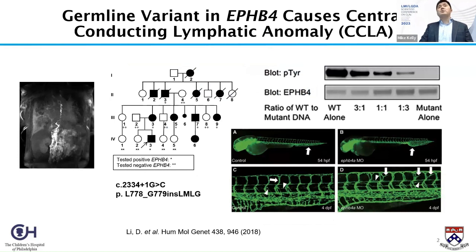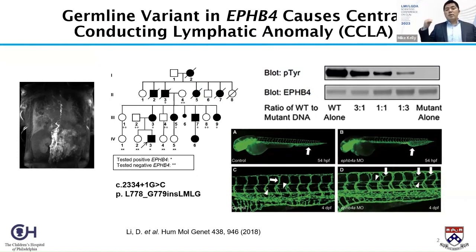So in 2015, we identified this germline variant in FBN4 in a patient with lymphangiomatosis. But the term is not used anymore today. Turns out the patient, the proband, has the central conducting lymphatic anomaly. So that's how I got into the field, and that's how I met Dr. Dellinger and Dr. Wakula, discussing the germline cause versus somatic cause.